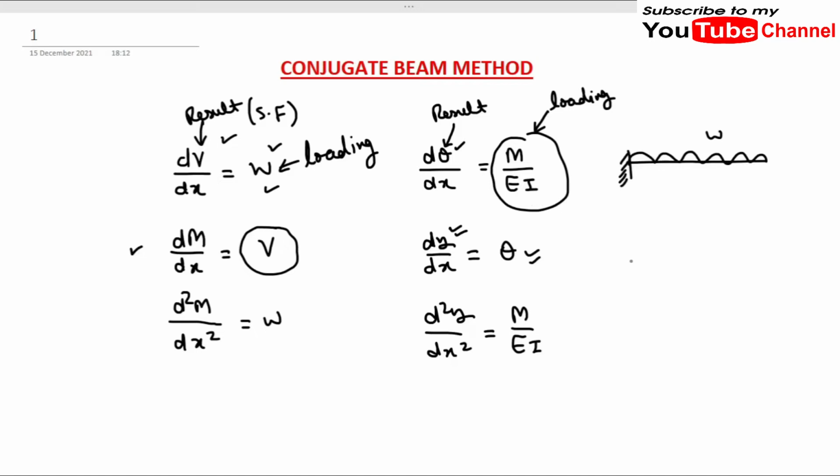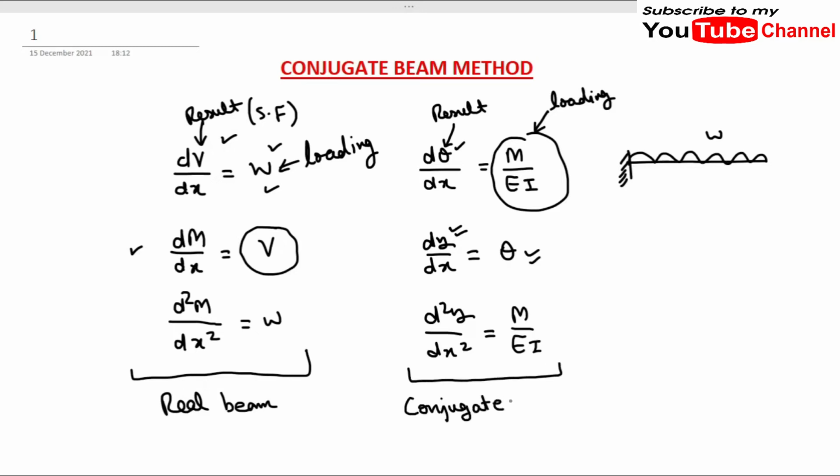So this M by EI is nothing but M is the bending moment and EI is the flexural rigidity of the given beam. This is how this method works. We change the beam into a conjugate beam. These three relationships are for the real beam, and these three relationships will be applicable for the conjugate beam, the conjugate of this real beam. So this is how this method works.